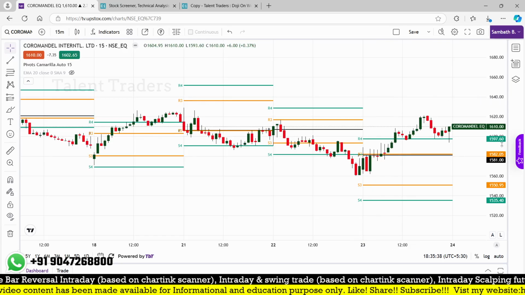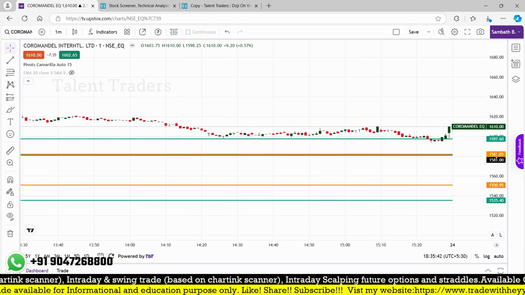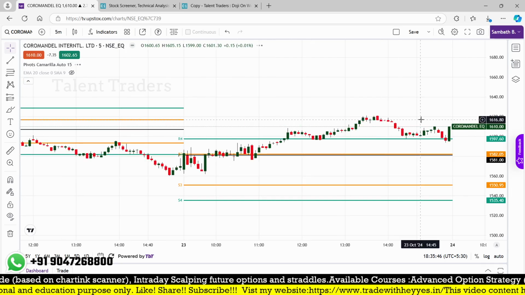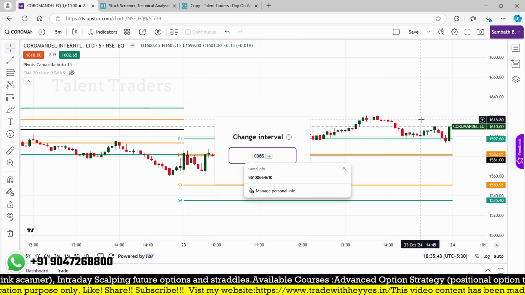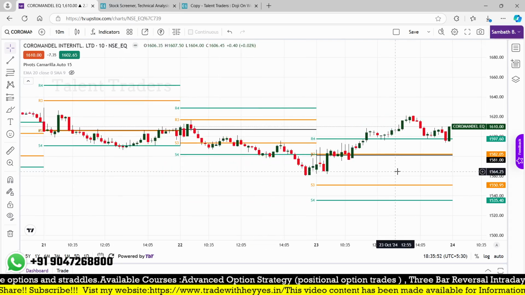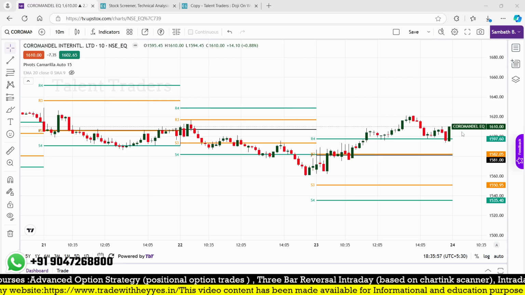For example, the R4 level is 1597. So if I'm using the 1 minute time frame, it will never change. Even with 2 minute, 3 minute, 5 minute, sorry, 10 minute, it never changes. You can see the fixed values or fixed range. It is about a calculation.